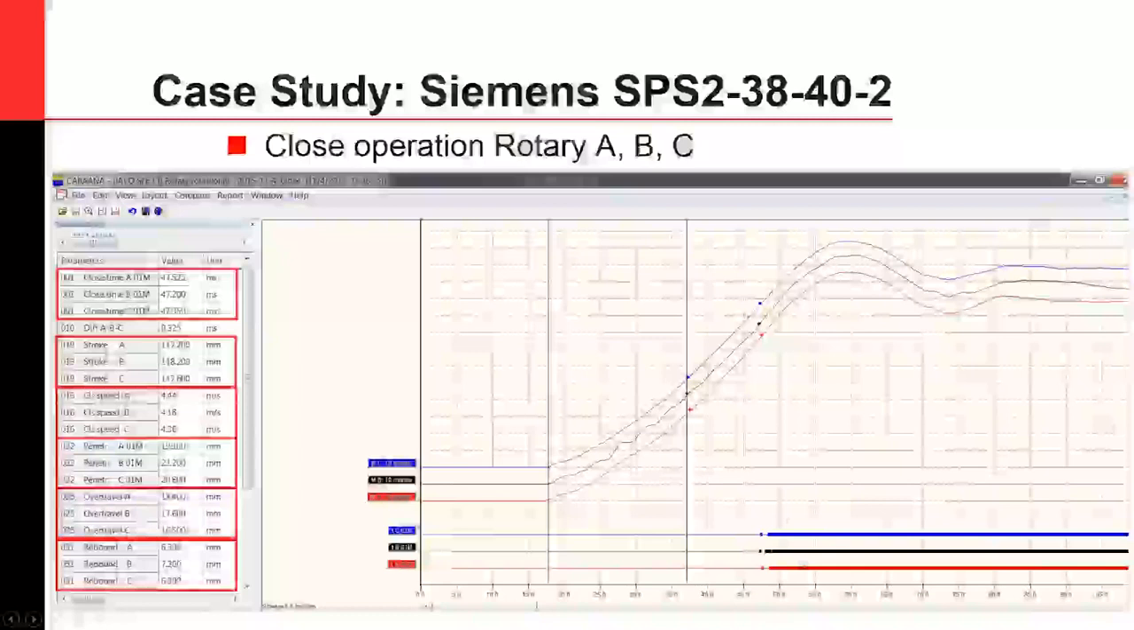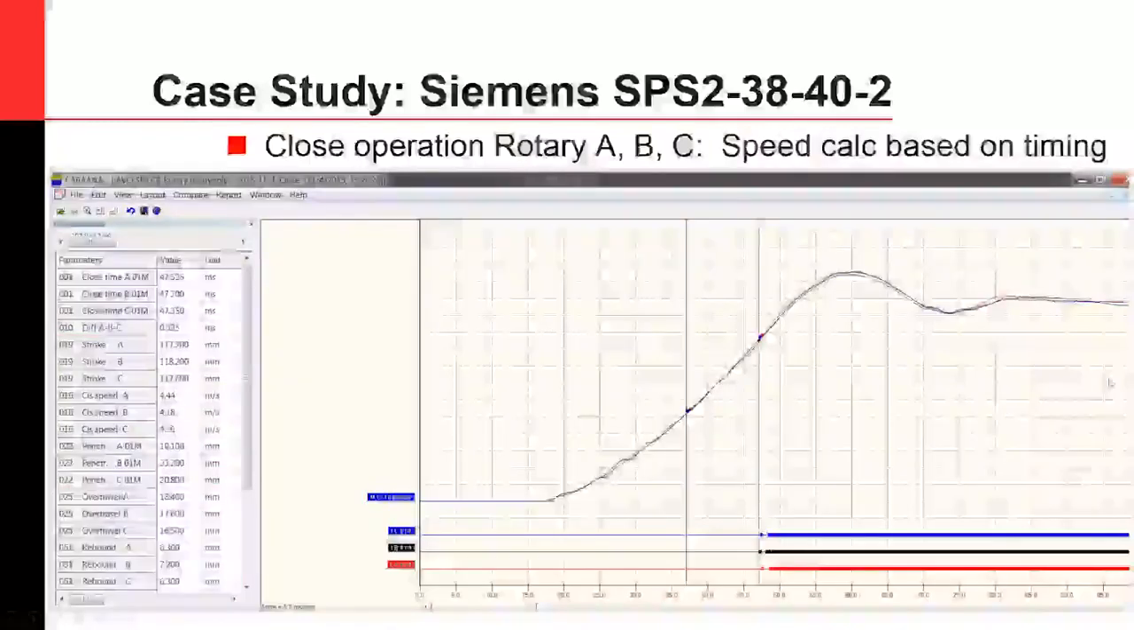So if I overlay these, you'll see it's almost the same. You would almost think that I'm just looking at one measurement after another and comparing them, and they're overlaying right over each other. But what I do want to mention, if you look at the speeds here, you'll see the close speeds are 4.44 meters per second for A, 4.18 for B, and 4.36 for C. So they are a little bit different, but if you remember, the speed is based on timing.